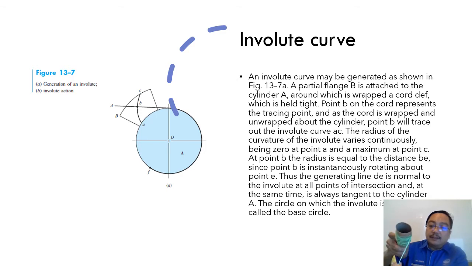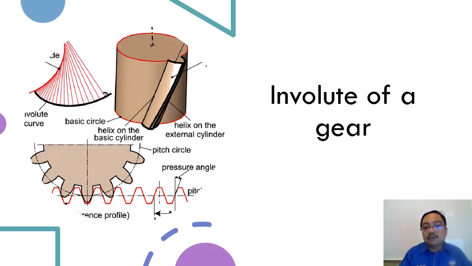If you see an animation of the involute curve, it also represents something like this. So the involute properties of a gear are like that. These are images taken from Google Images.